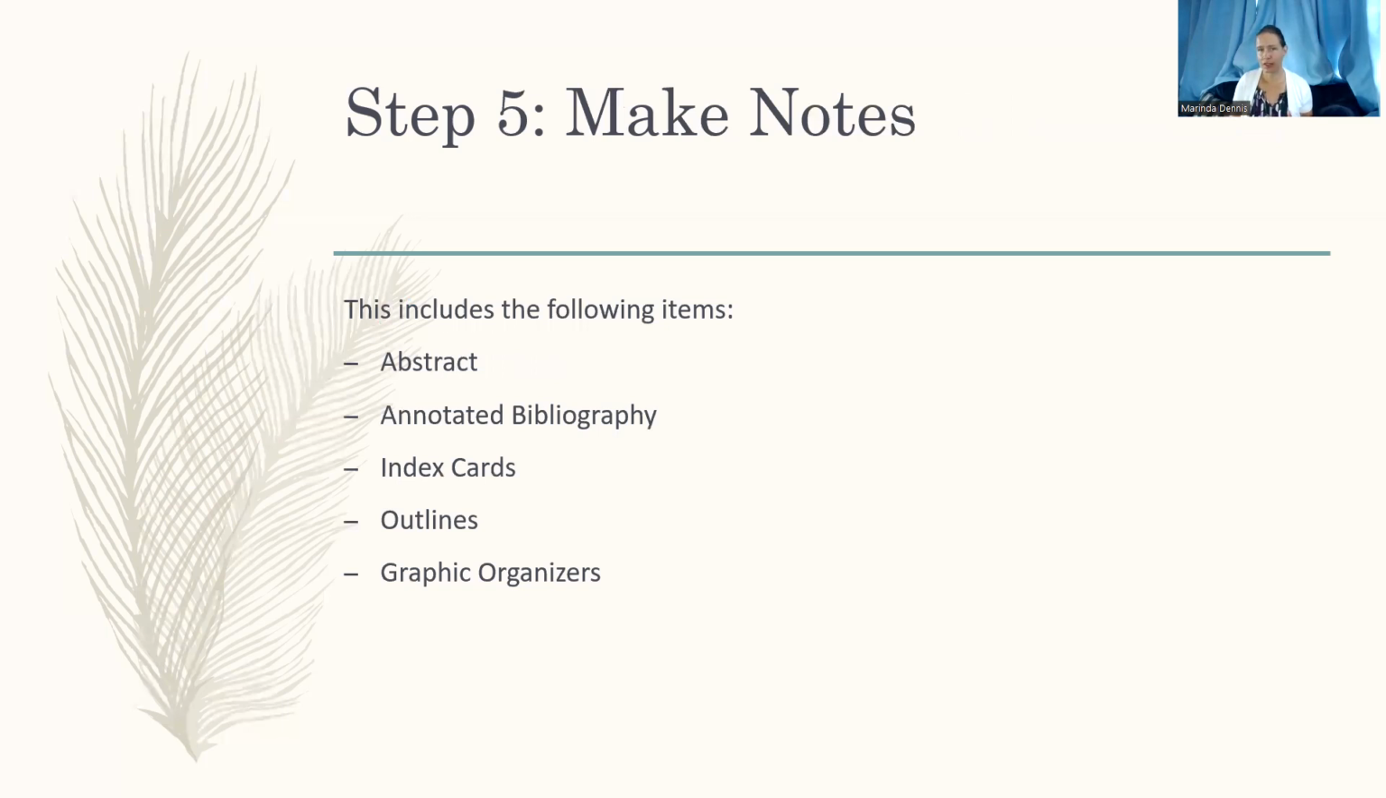Now that you have your quality sources with an idea of the direction you want to take your paper, you can get down to some aspects of writing in the form of notes. Depending on the paper and the professor you have, you might be assigned any of the following types of note-taking as a step toward your final research paper. You might be assigned an abstract, an annotated bibliography, index cards, outlines, or even some sort of graphic organizer. All of these are useful tools in their own ways.